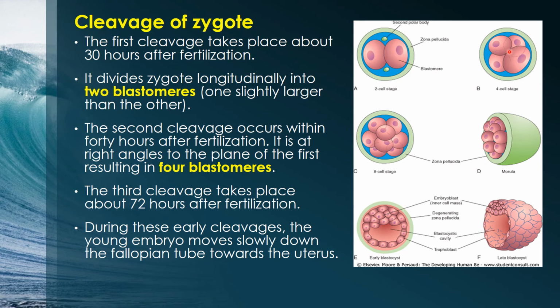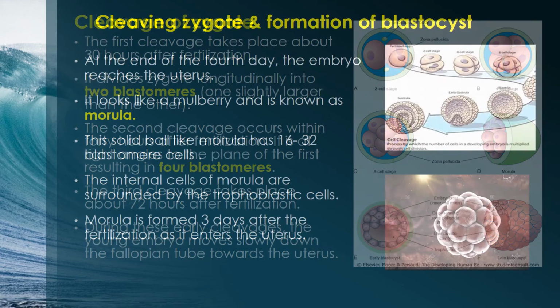The second cleavage takes place at a right angle to the first one, and it forms the four blastomeres. The third takes place at 72 hours, the 8-cell stage, and so on until it forms the morula, which is a 16 to 32 cell stage. And then a fluid-filled cavity is formed, which is called the blastocyst or a blastula.